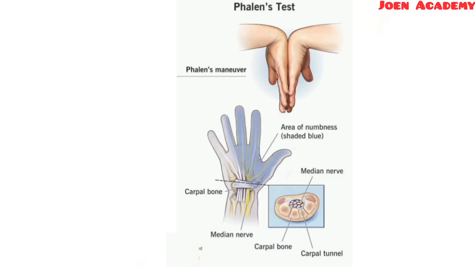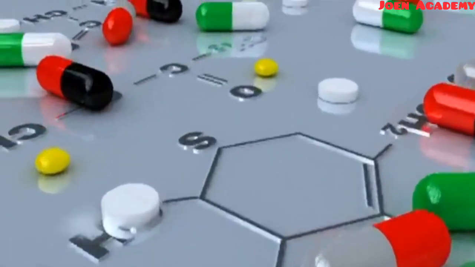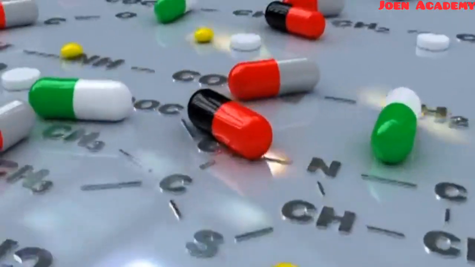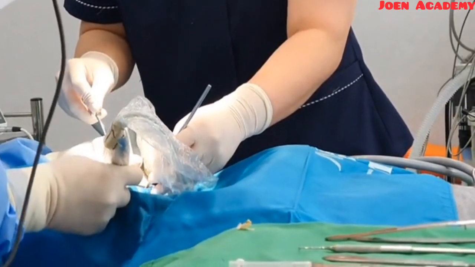Treatment of this condition involves the use of a splint and holding the wrist in dorsiflexion overnight to relieve symptoms. If this is unsuccessful, corticosteroid injections into the carpal tunnel can be used. In severe cases, surgical decompression of the carpal tunnel may be required.